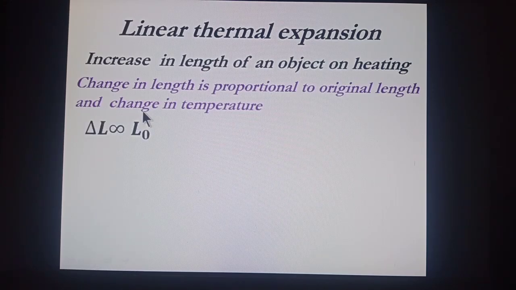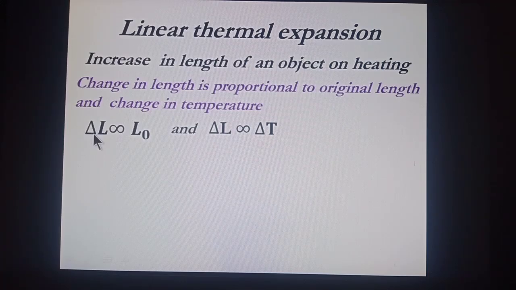Secondly, it depends upon the change in its temperature. Means if we heat the object with less amount, it will expand less, and when we heat it more, it will expand more. If rise in its temperature is less, it will expand less. If rise in its temperature is more, it will expand more. So these two things are written here mathematically.